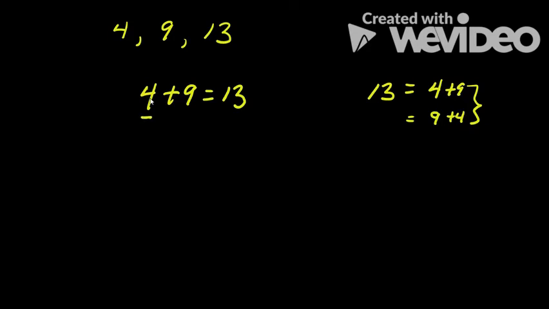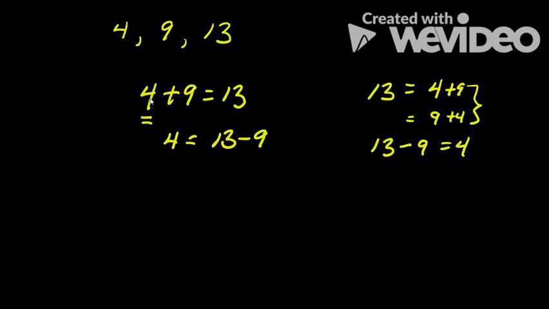Let's say that we lock down this 4 and we were solving this equation for that. We would have 4 equals 13 subtract 9, and on this side over here we would have written 13 subtract 9 equals 4.